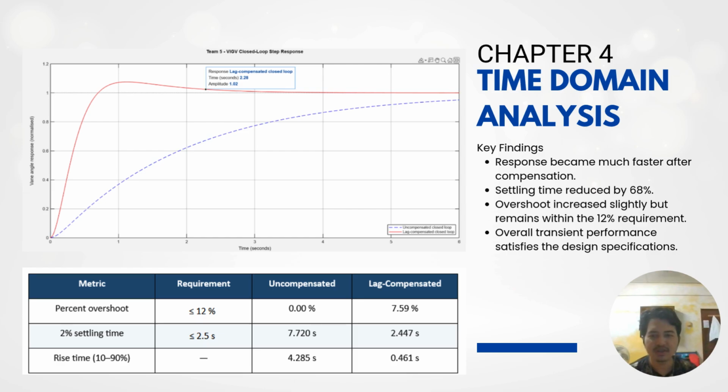This slide shows the time domain performance of the compensated system. The designed lag compensator achieved an overshoot of only 7.59%, which is well below the required limit of 12%. The settling time is 2.447 seconds, satisfying the design requirement of less than 2.5 seconds. Although the response is slightly slower than the uncompensated system, it is much more controlled and stable, making it suitable for accurate VIGV position control.